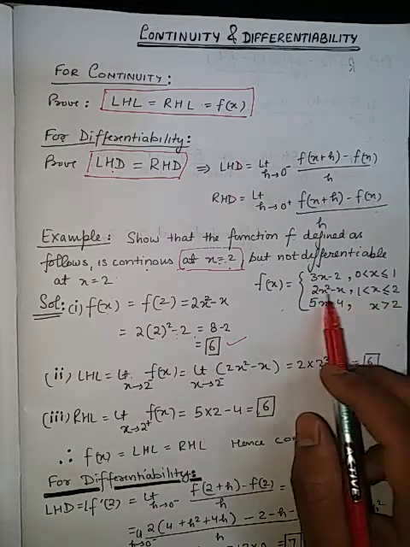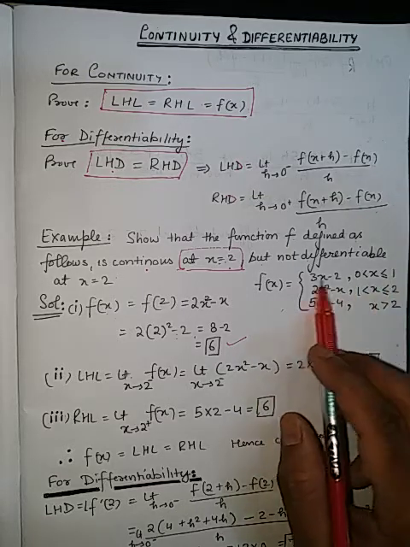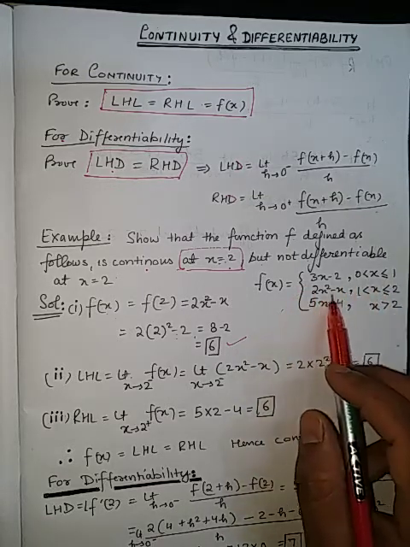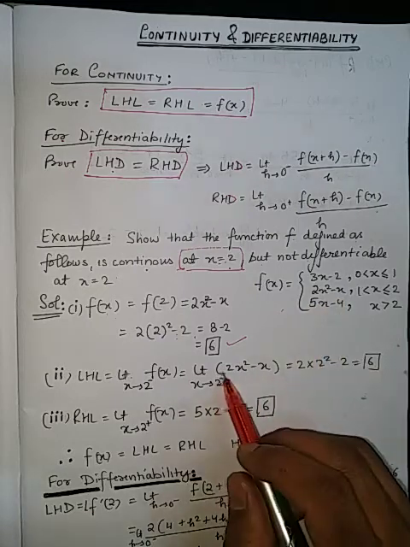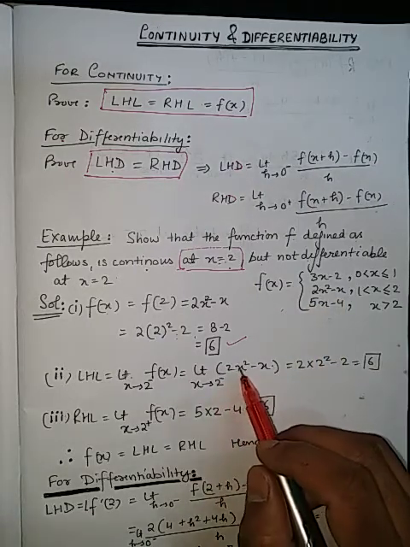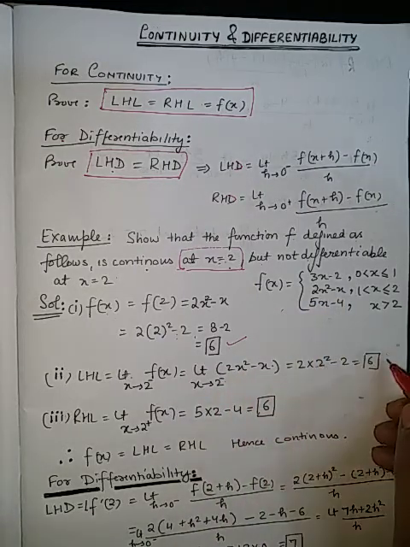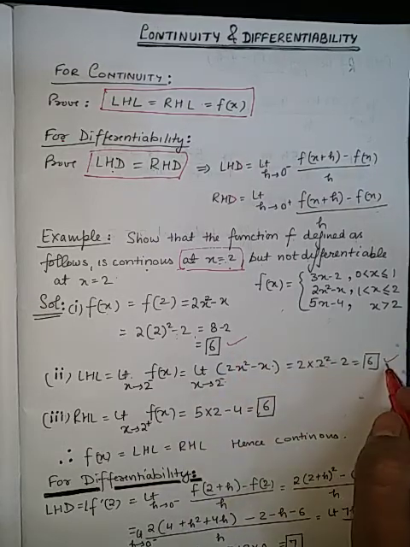Whatever is the immediate value, that equation we have to take. We don't have to take this equation. So again 2x square minus x will be the equation. Put x equals to 2 here. We are getting 6 here. So these two are equal.